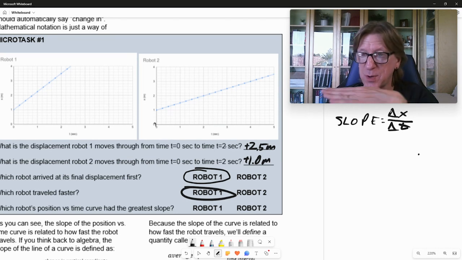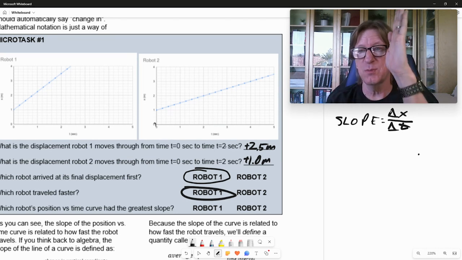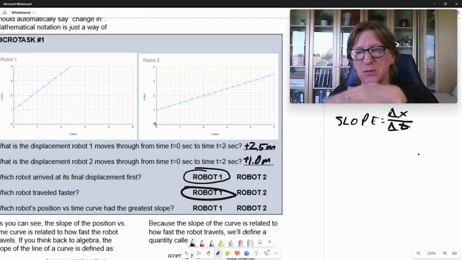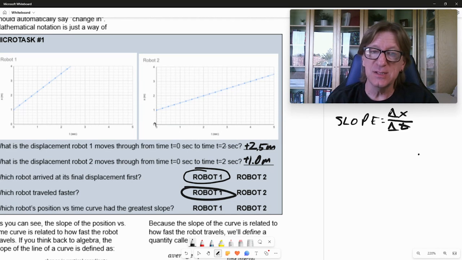The horizontal component is actually the time. So the vertical component is the distance, the position, and the horizontal component is going to be the time. So that is geometrically what the slope is. And you could take any two points on this graph and find the change in y, the change in x here, the change in the position divided by the change in time, and that's going to give you the slope.